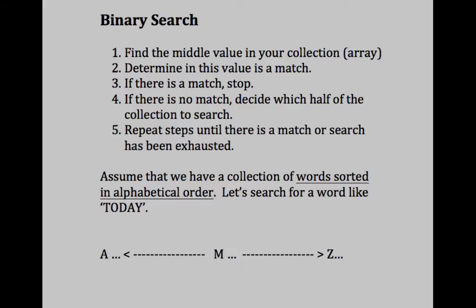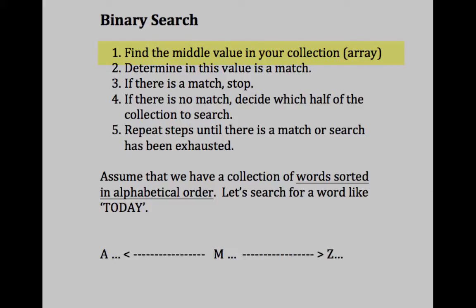So the steps for the binary search are as follows. The first step is you're going to take your collection, which typically is an array because we're going to need to have indexes. You find the middle element. In an array, this is very simple because you can calculate how many elements you have in the array, divide the number of elements by 2, and that will tell you the index of the middle element.